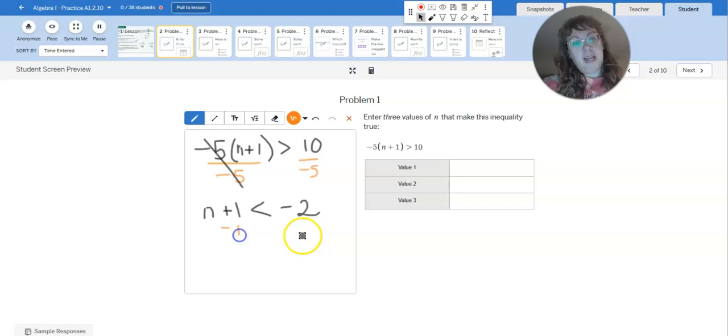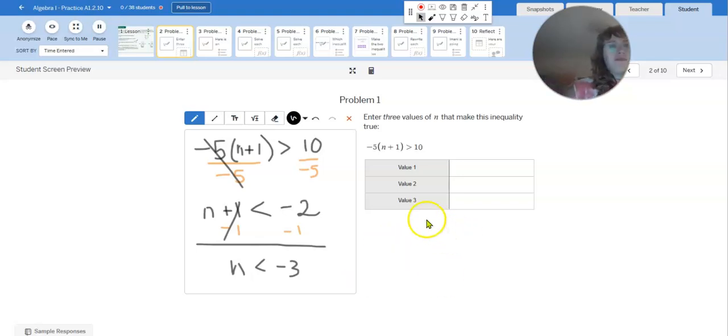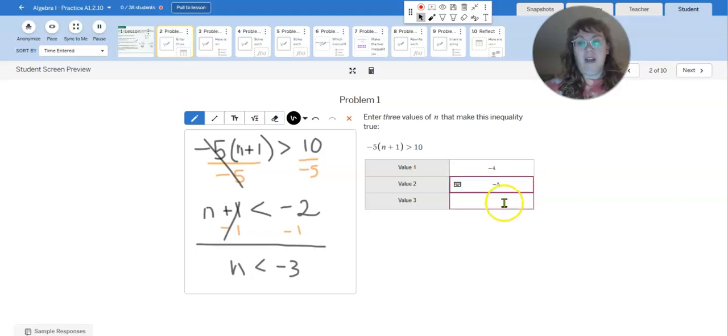Last step, subtract 1 on both sides, and we get n is less than negative 2 minus 1 is negative 3. So we're looking for numbers that are smaller than negative 3, like negative 4, negative 5, negative 22. Anything that's smaller than negative 3 is going to work for this one. So go ahead and plug in the values that you got, and when you're ready, push ahead to slide 3.